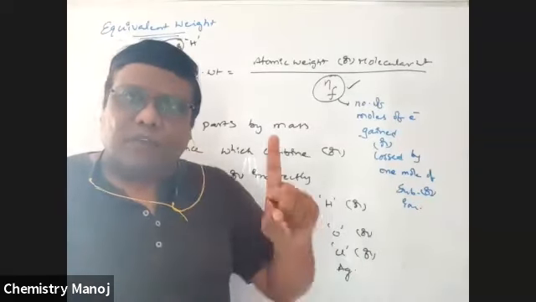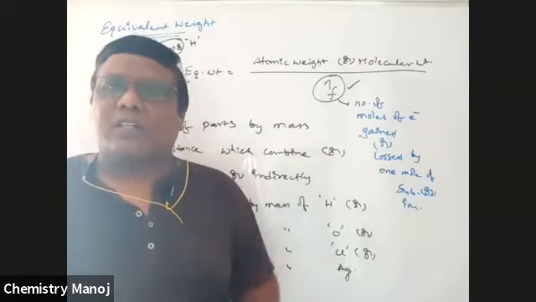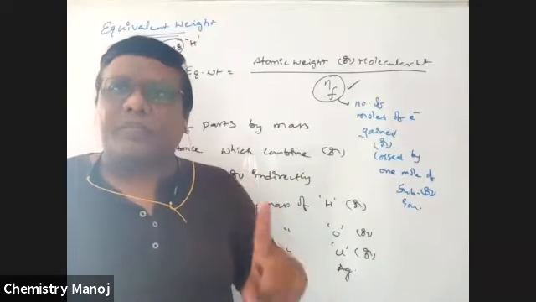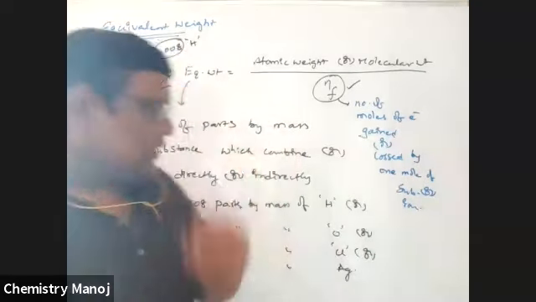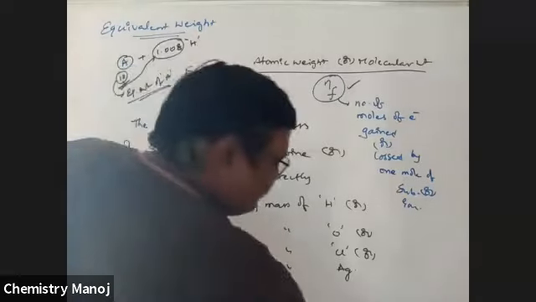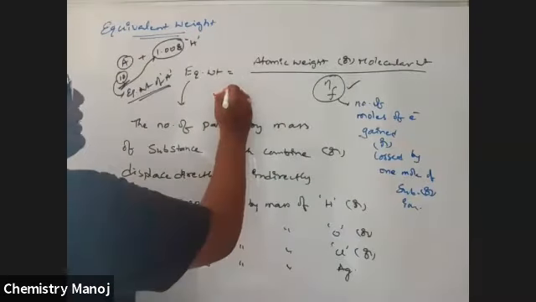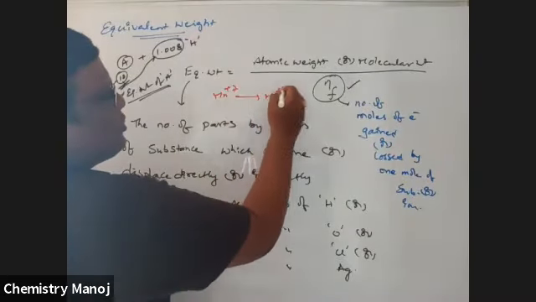From 1 mole of substance, how many moles of electrons are lost? For example, Mn plus 7 changes to Mn plus 2.